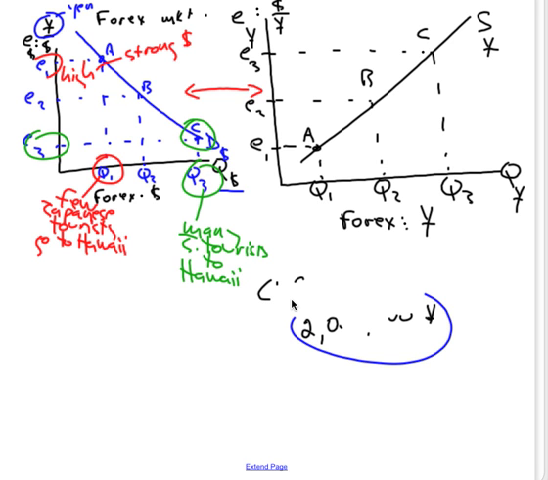You can always talk about either the exchange market for dollars or the exchange market for yen. Notice what the question is asking you. Sometimes the question will ask you to do both. But they're flip sides of the same question.